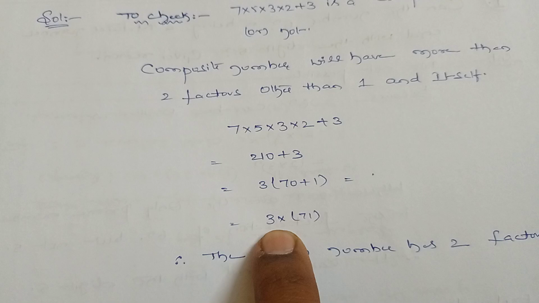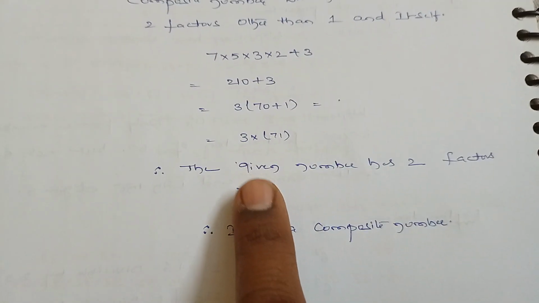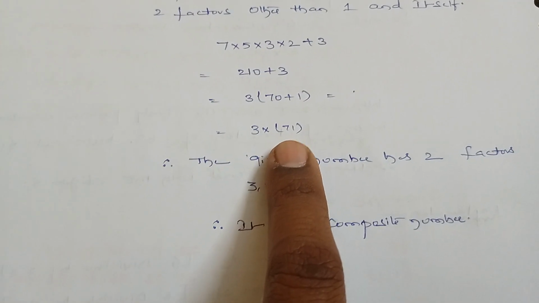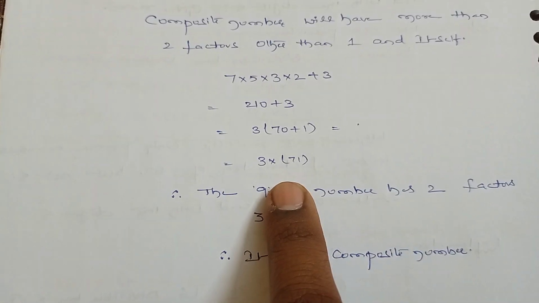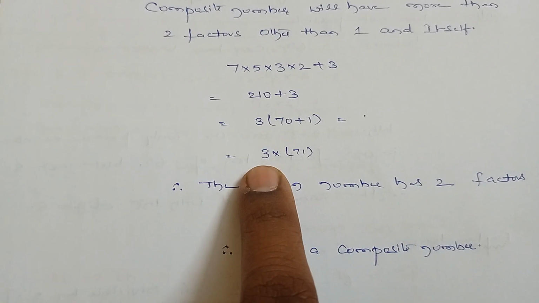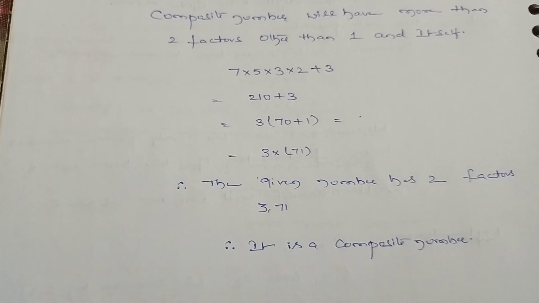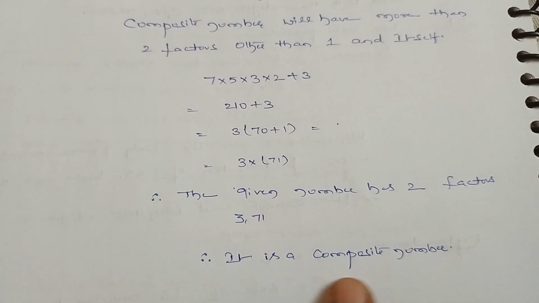Therefore, 3 is a factor, and 71 is also a factor of the given number. 3 is also a factor of the given number. Therefore, we got factors other than 1 and itself, right? Therefore it is a composite number, guys.